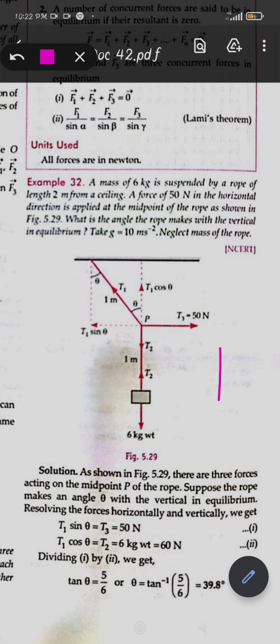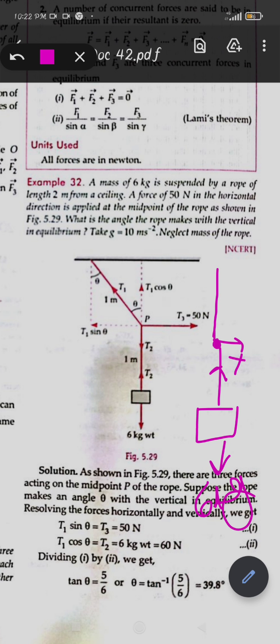We know that whenever the tension is acting, we have to resolve it into components. What will be the components? That is T cos theta and T sin theta. Now we are giving a force of 50 Newton at the middle point of the rope. Resolving the force, the horizontal component will be given as T cos theta, and its vertical component will be given as T sin theta.